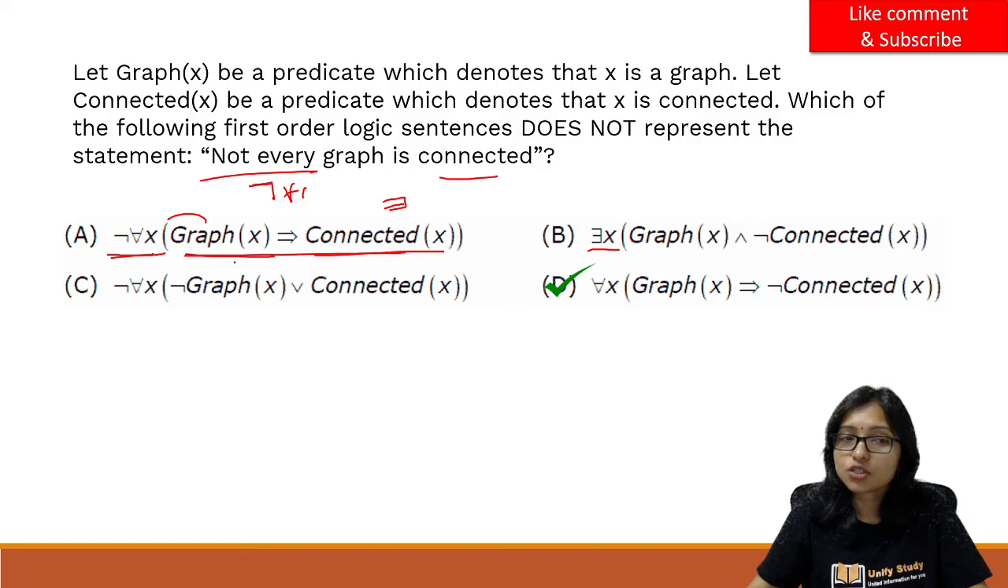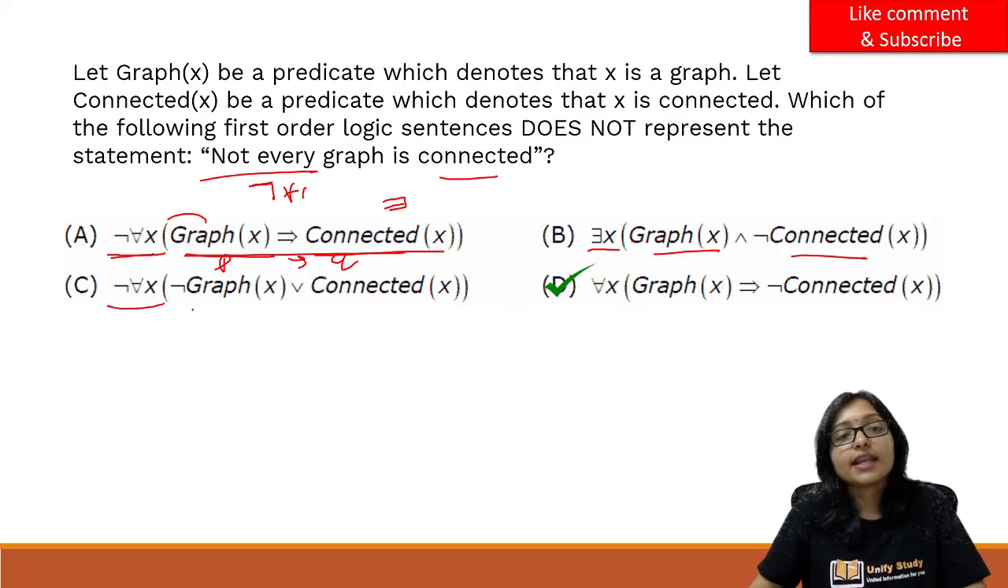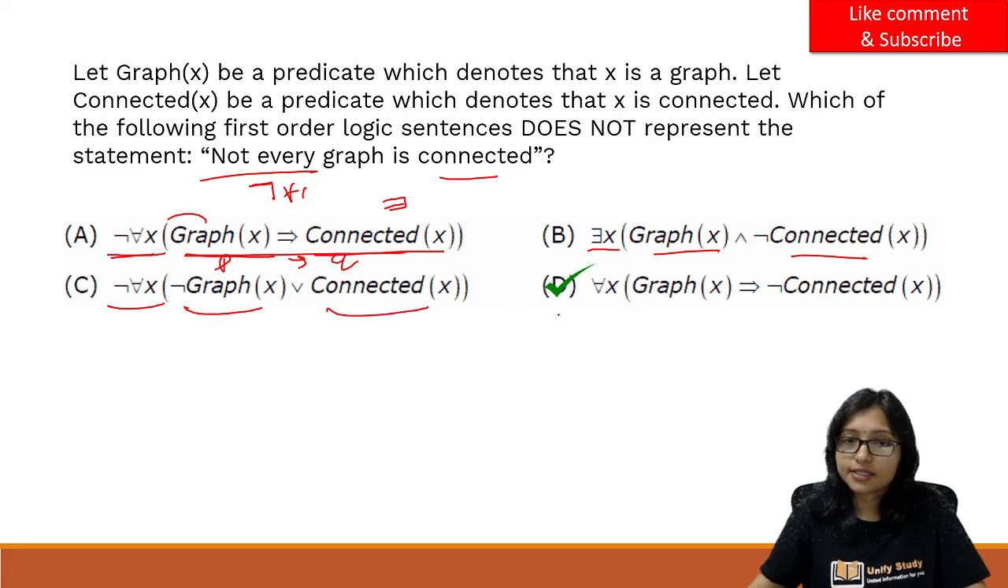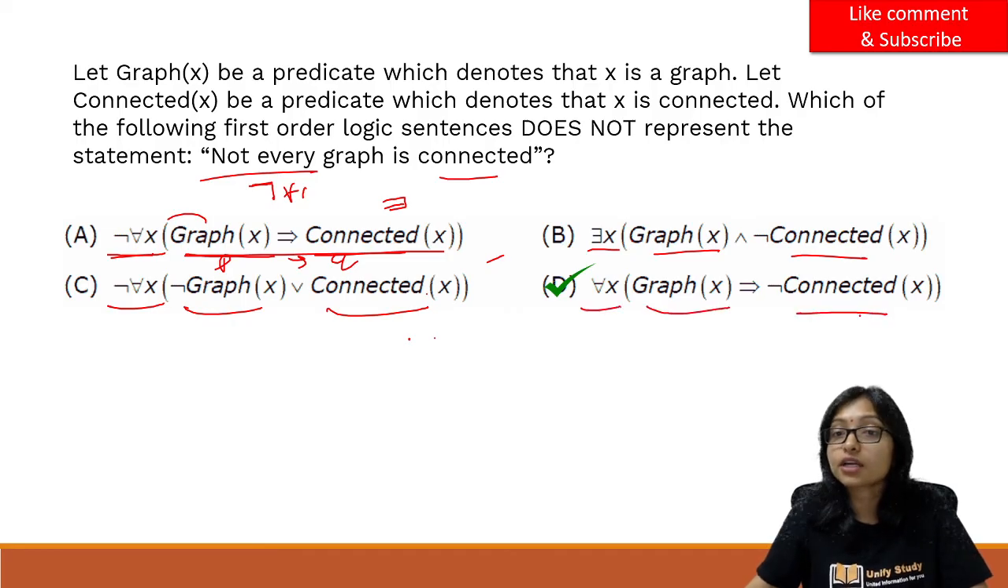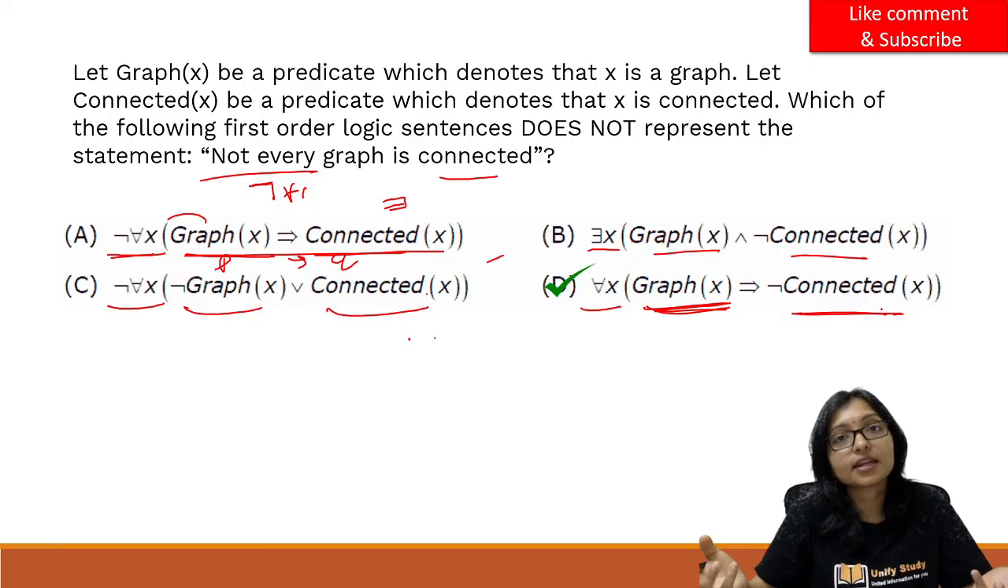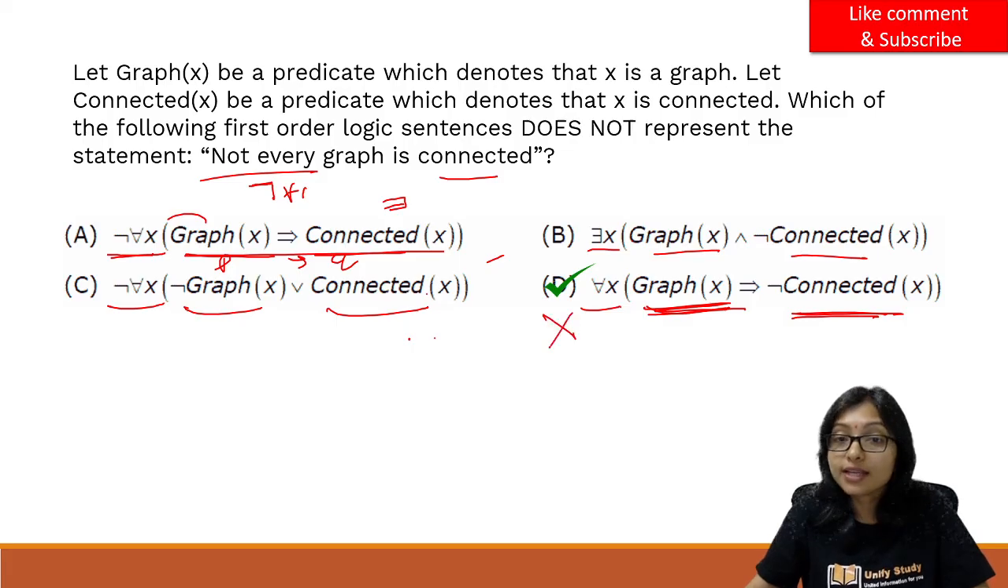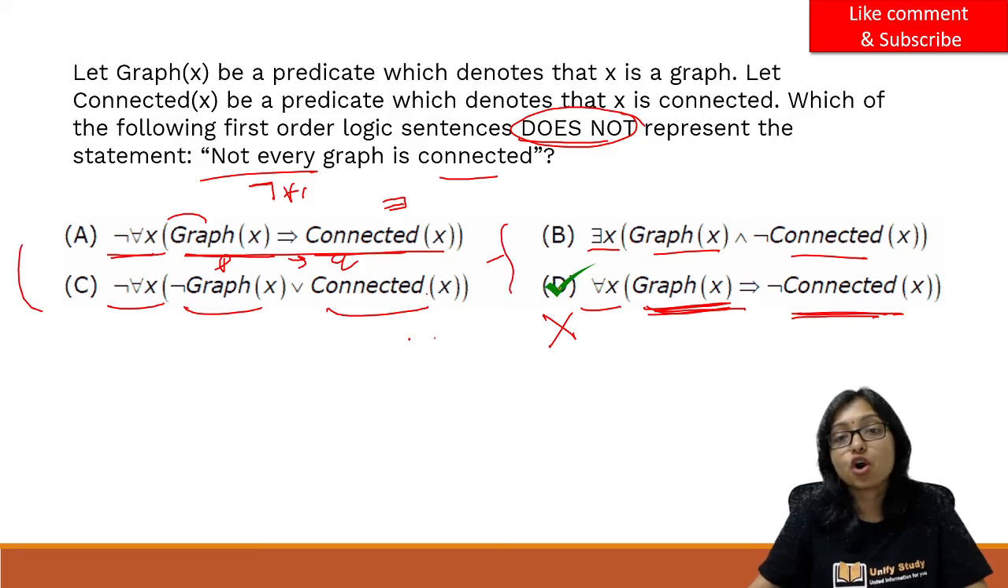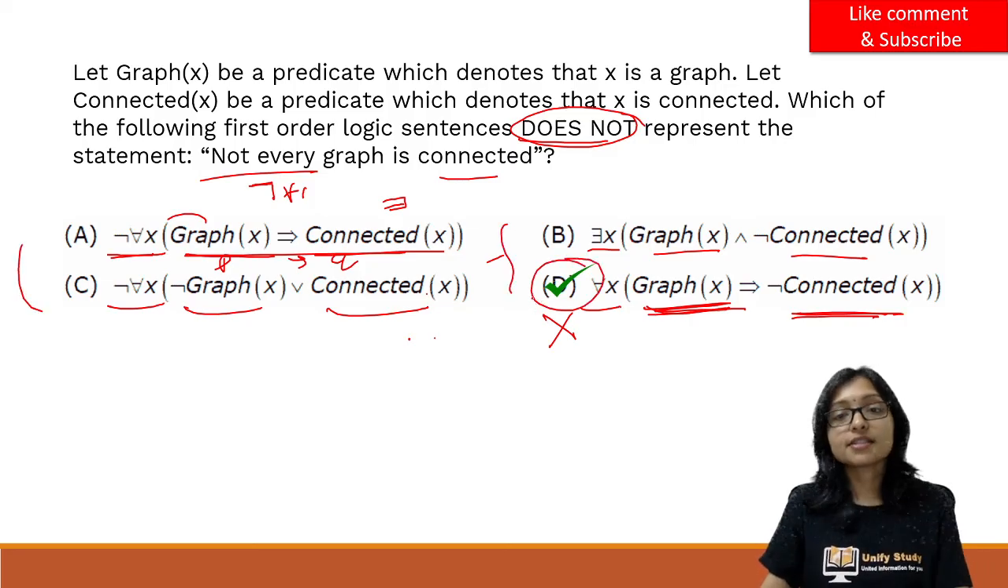If I am just solving it as P implies Q, then it will be this one, right? And not for all x, it's not a graph or not connected. That also I can get from here. But here, for all graphs not connected. Here I am telling all graphs are not connected. No. Not every graph means some of the graphs can be connected. So I cannot say that all the graphs are not connected. That's why this was wrong. It is asking you, does not represent, means out of them which one is wrong. This one is wrong. That's why the answer will be this one.